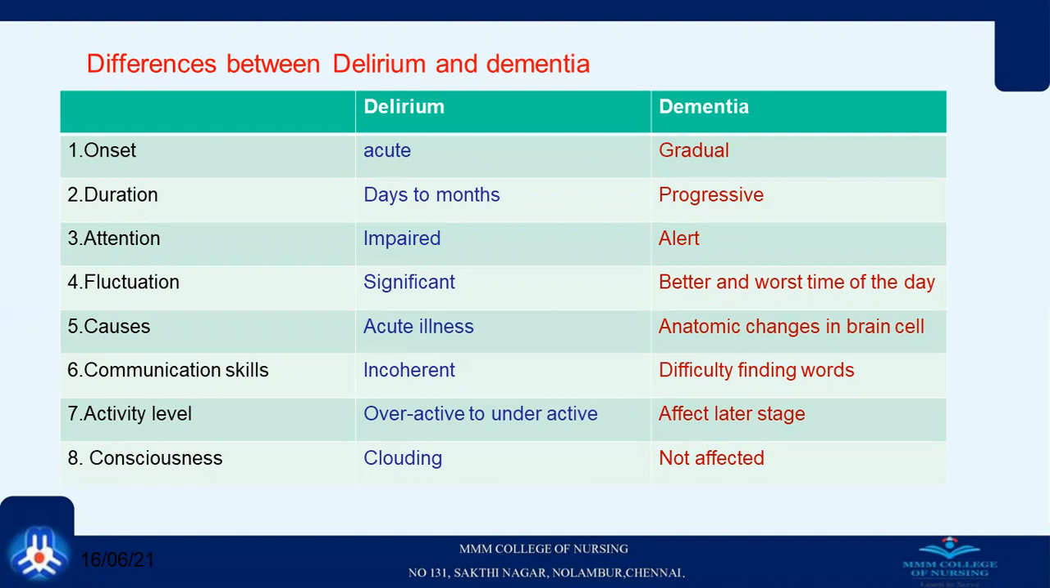Communication abilities. In delirium, there is impairment in the ability to speak coherently or appropriately, while people with dementia have difficulty finding the right words, and the ability to express themselves gradually deteriorates as the disease progresses. Activity level. People with delirium are often either overly active, between hyperactive and restless, or underactive, that is lethargic and less responsive compared to the usual functioning. However, dementia tends not to affect a person's activity level until the later stage.